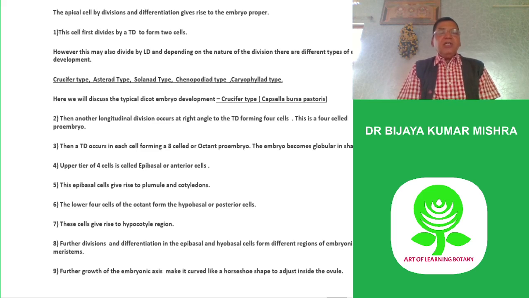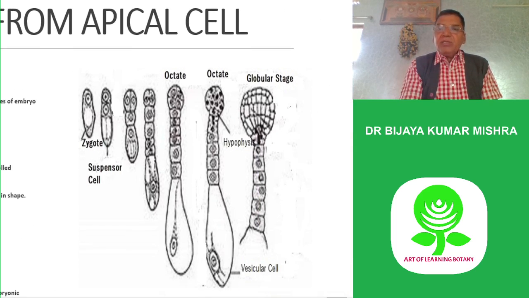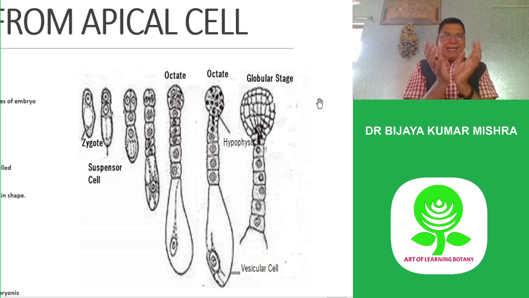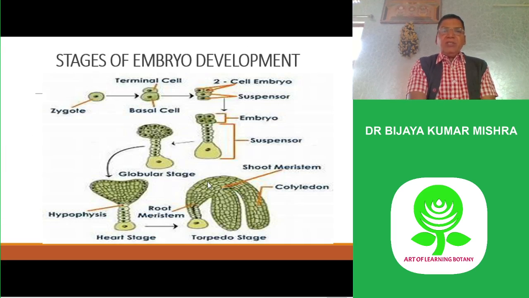Further division will give rise to the other stages, like the heart-shaped embryo. Let us see the diagram here. You see, this is the octant stage. This is the suspensor, and the octant stage is formed here, and further it gives a globular stage, a ball-like structure. Now in the next stages you will find different forms. Let us see the different stages. Yes, now you see, here it is a globular stage.